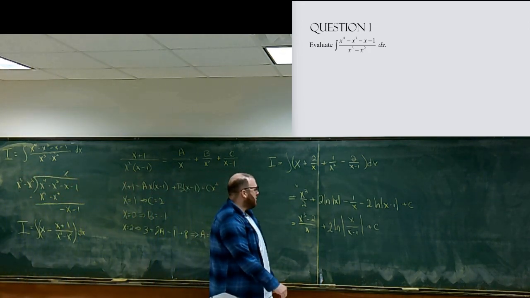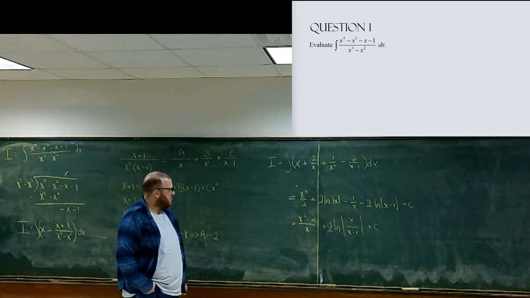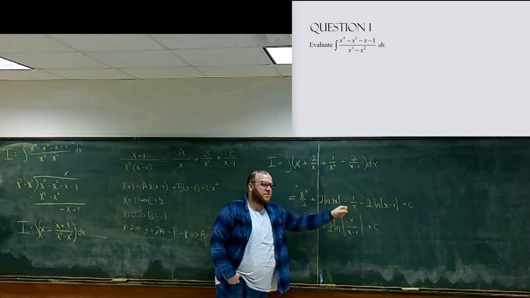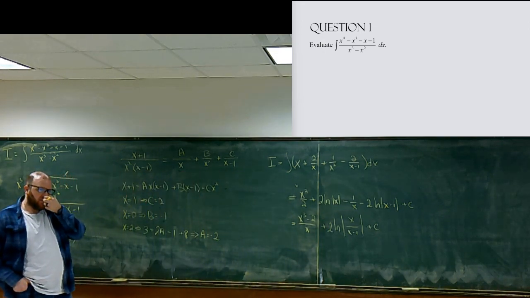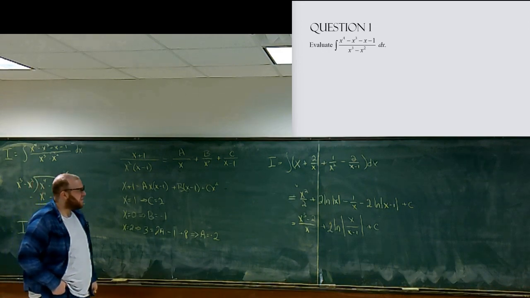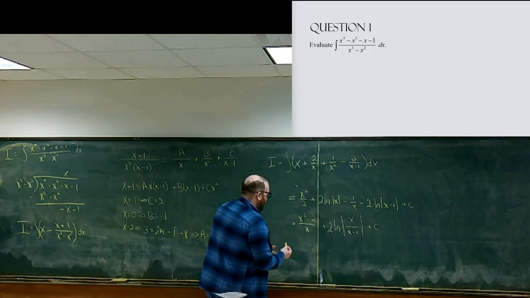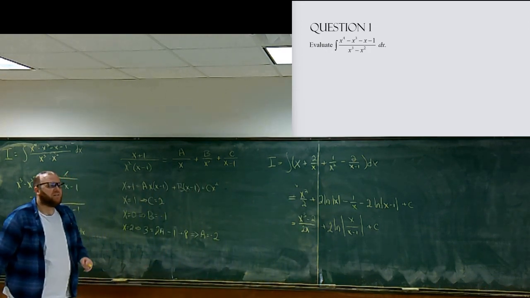Wait, how does x squared minus 1 over x become x cubed minus 2 over x? It's x squared over 2 minus 1 over x. Oh, so it would be x squared minus 1 over 2x, actually? So, oh, right. Yeah, that should be a 2 there, sorry. Okay.